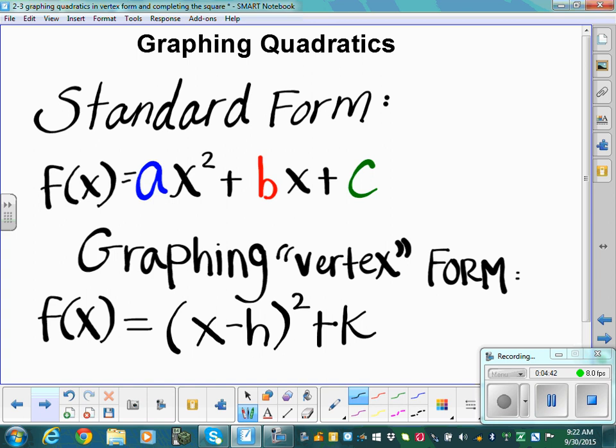So this is what vertex form looks like. Now you need to understand these two things are equal. They're just different forms. Apples and applesauce. Well, applesauce is a lot easier to graph than in standard form. So that's what we're going to do. All right.